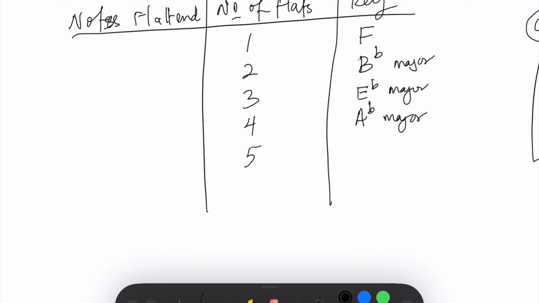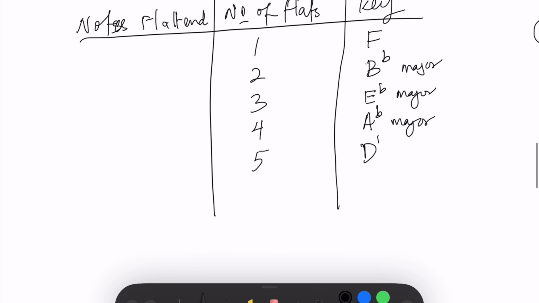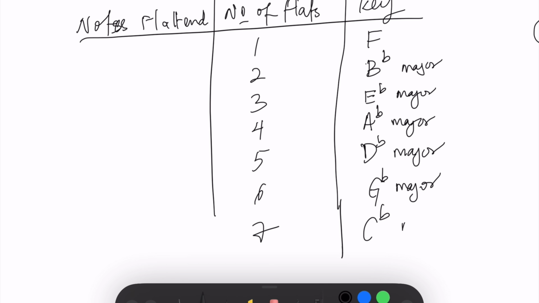5 is D flat major. 6 is G flat major, and 7 is C flat major. I beg your pardon.